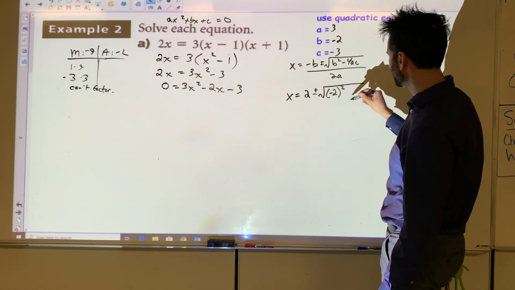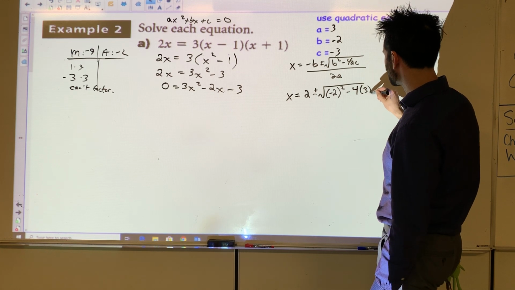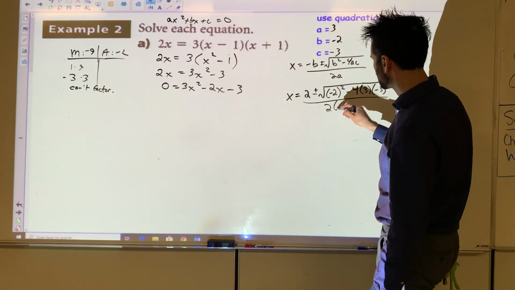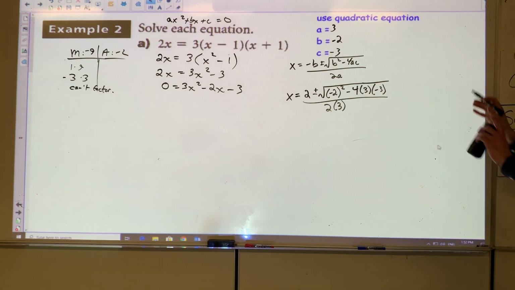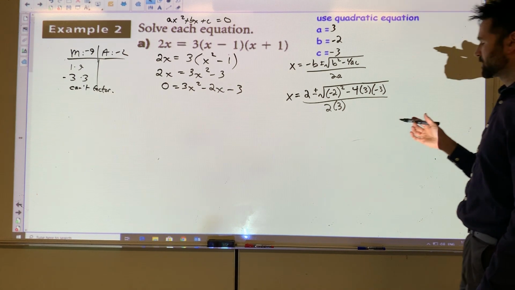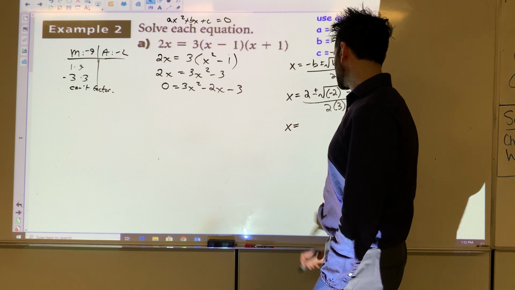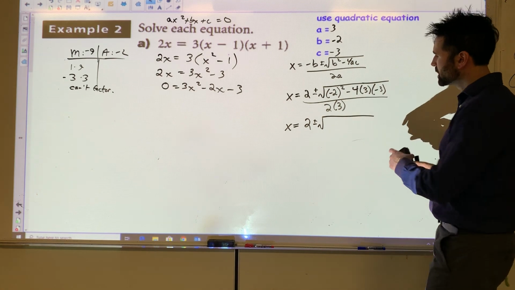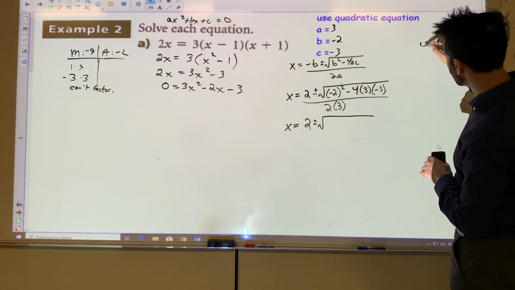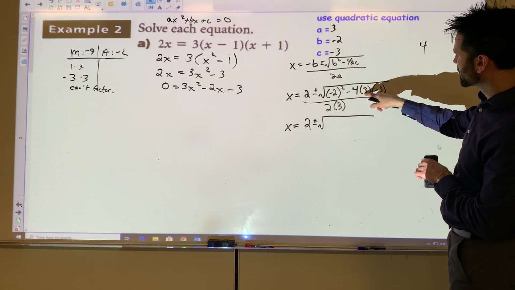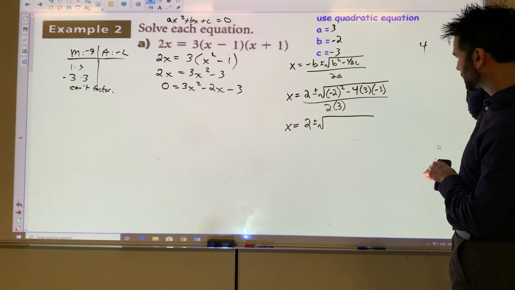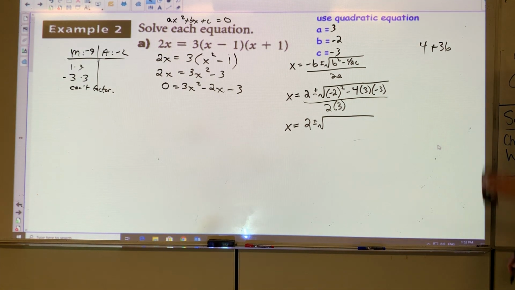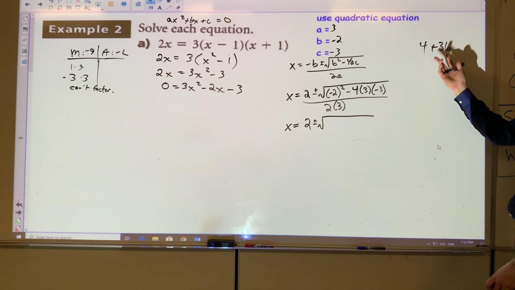So -2 squared minus 4 times A, which is 3, times C, which is -3, and it's all divided by 2 times A. That's a good step, so I can see that you sort of knew where everything went. And then you can start reducing stuff down. I usually like to clean up the square root. I got 4, and I might even write it over here. I got 4. Now, -4 times 3 is -12, times -3 again is +36. Do you guys agree? -12 times -3. So I get the square root of 40.